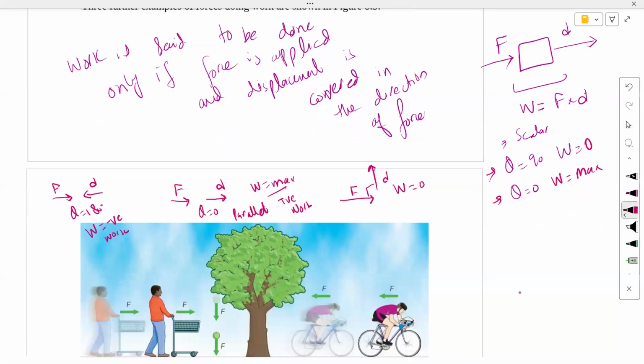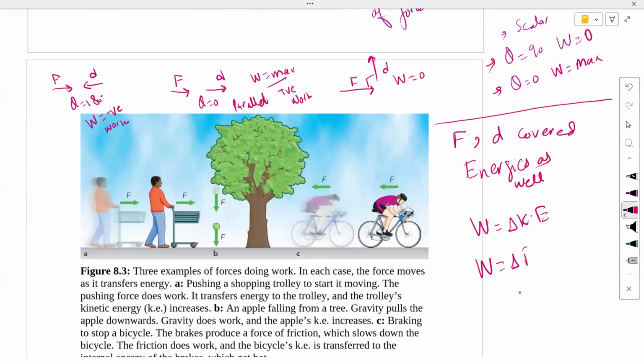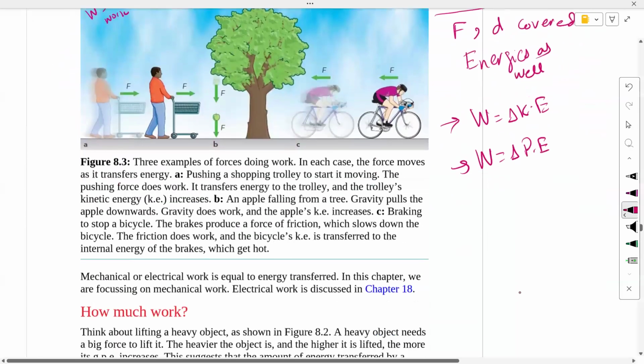Okay. So we closed our lecture on the point that when force is applied and distance is covered, they must bring some change in the energies as well. Okay? So we could say that work done is equal to change of kinetic energy, and work done is equal to change of potential energy. Okay? So how can we justify these formulas?